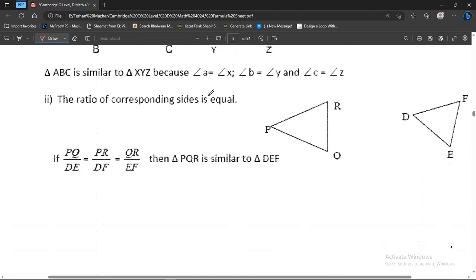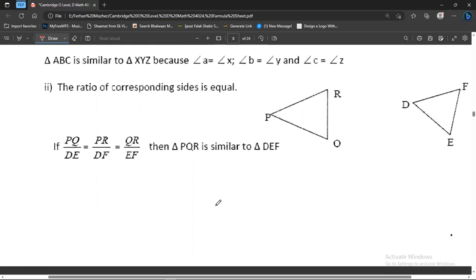And another way of proving that two triangles are similar to each other is to prove that the ratio of their corresponding sides is the same.